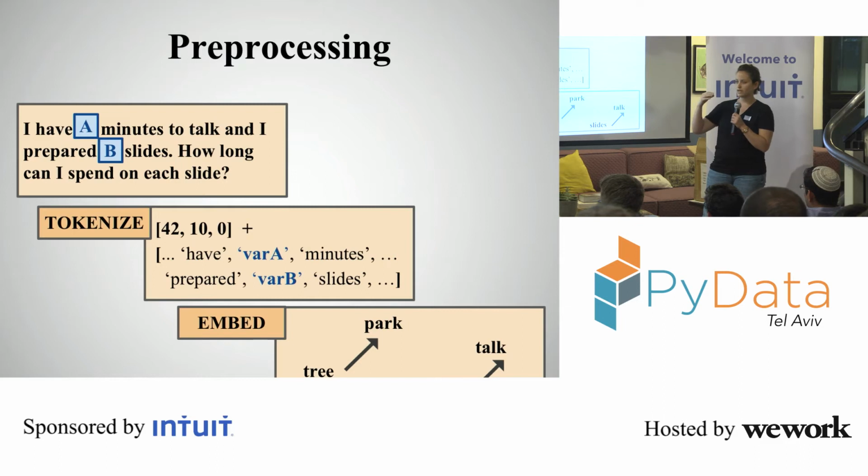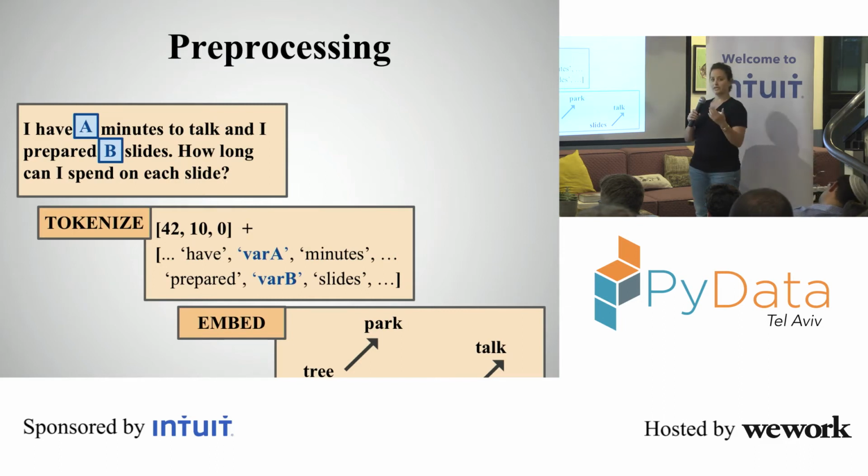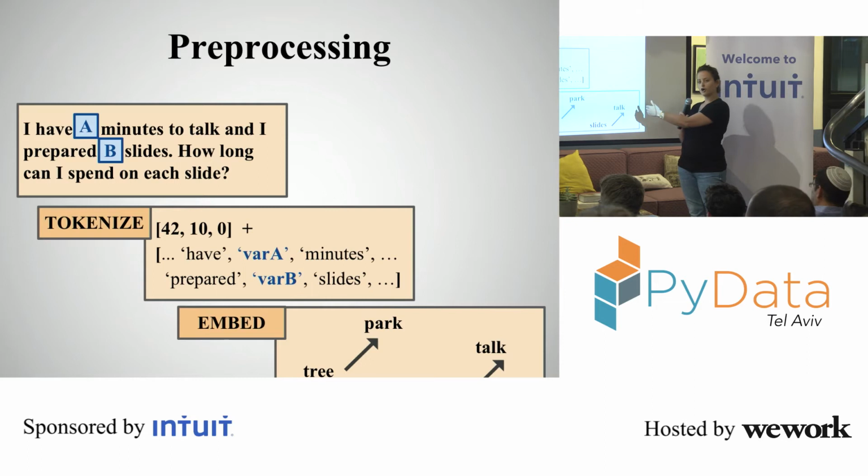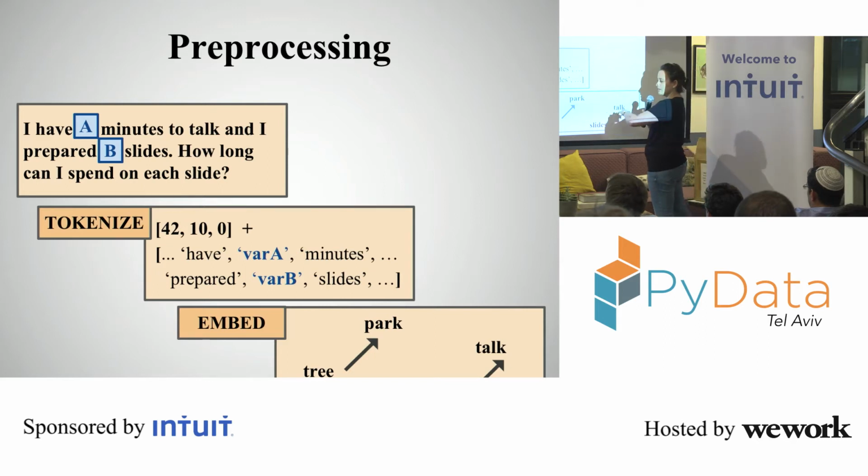So for instance, my embedding could pick up that counting trees in a park is very similar to counting slides in a talk. And so if I have this knowledge in my understanding of the language, and I've already seen a couple of questions where I need to count trees in a park, the next time I see a new question that I've never seen that asks me to count slides in a talk, I already know to apply the same logic that I know is relevant for this kind of structure.